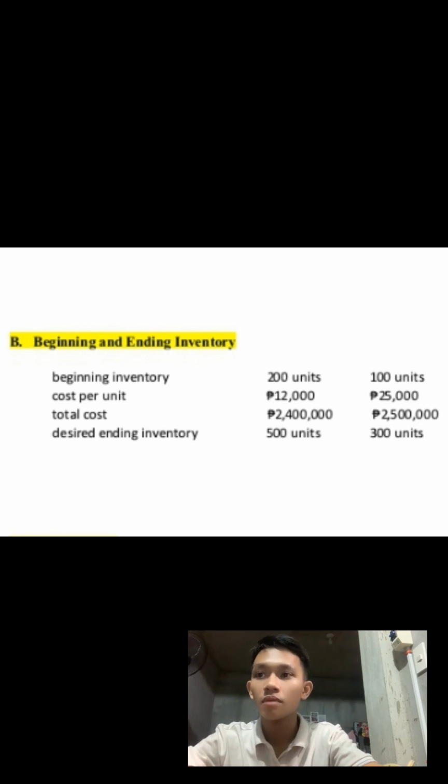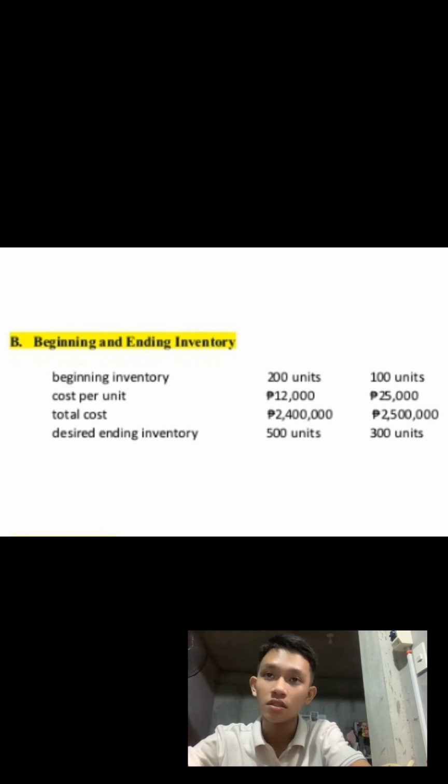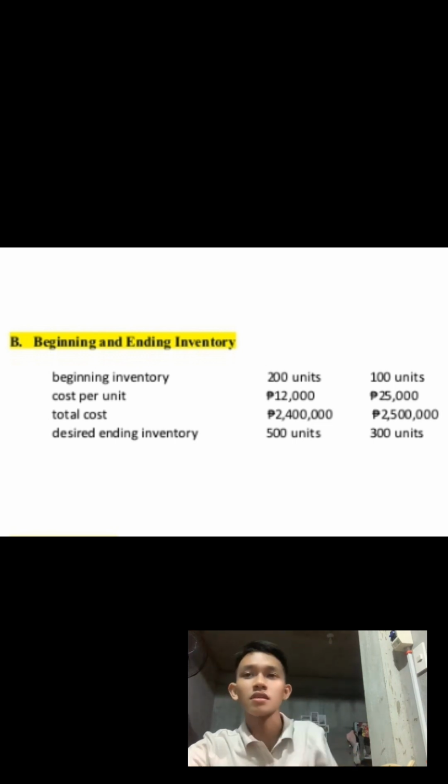Beginning and ending inventory. In getting the beginning and ending inventory, first we need to get the beginning inventory of the Eagle variant for the total of 200 units, and their cost per unit is 12,000, and the total will be 2,400,000. And the desired ending inventory that has 10% of the estimated sales volume will be 500 units.